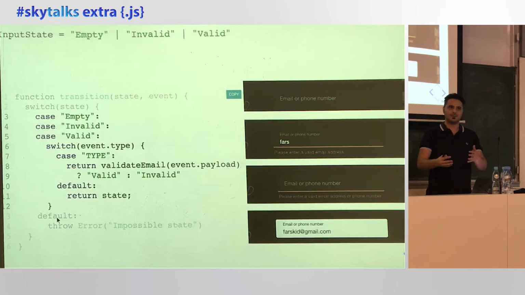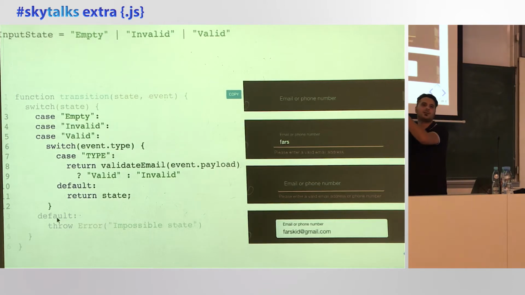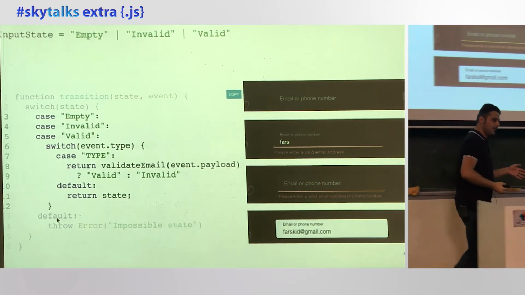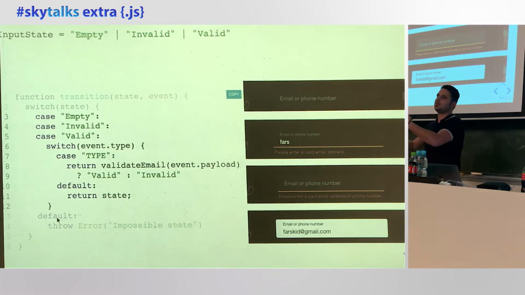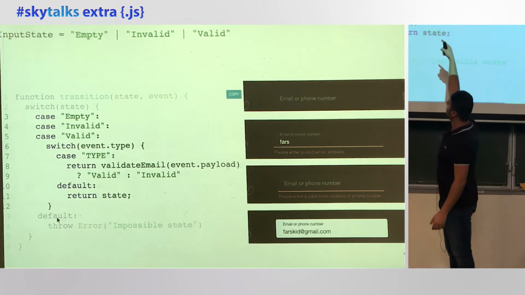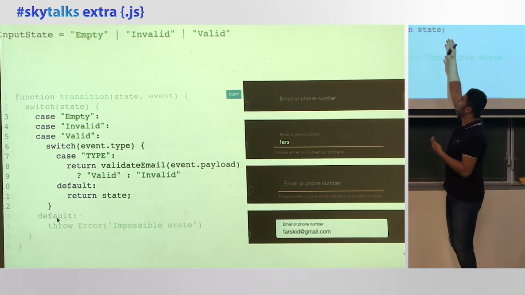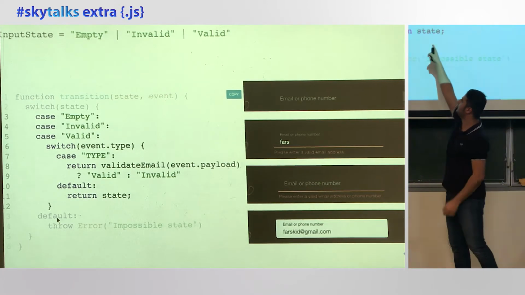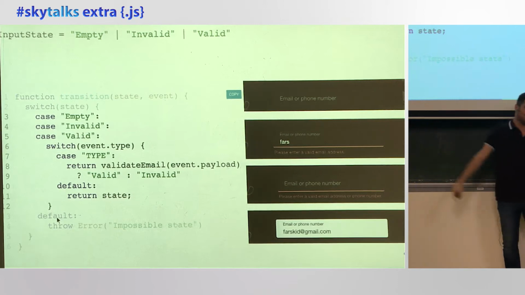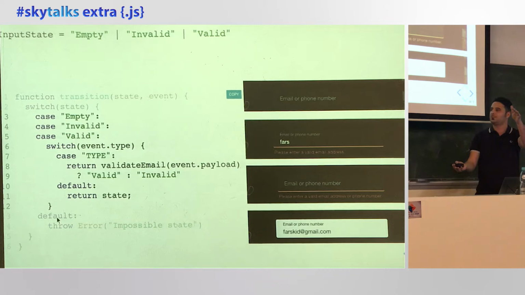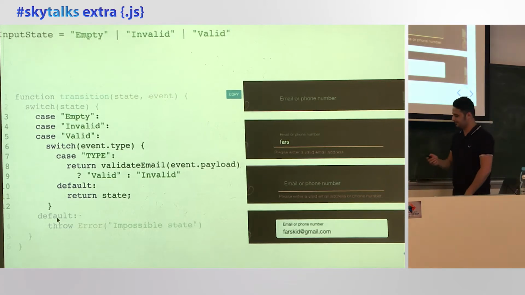If you have ever used Redux, this exactly looks like the Redux reducer. It's a pure function, but now instead of changing the state like in Redux, it gives you the next state explicitly all the time. So it says it doesn't matter which state the input is in. If it gets an event that is of type type, I can say if it's valid, the next state is valid, otherwise it's invalid. That's the whole logic of the input. Now we don't need three different properties in the object. We only need three finite states.